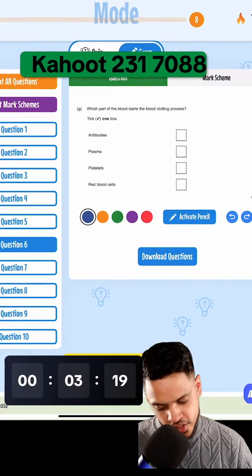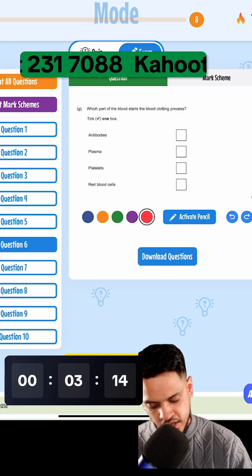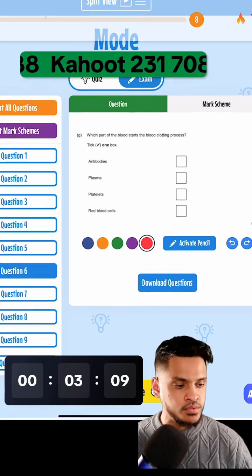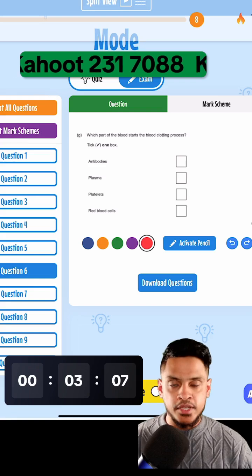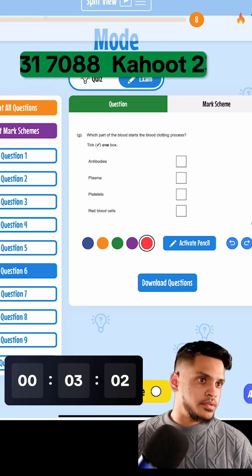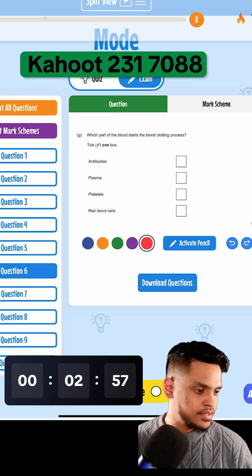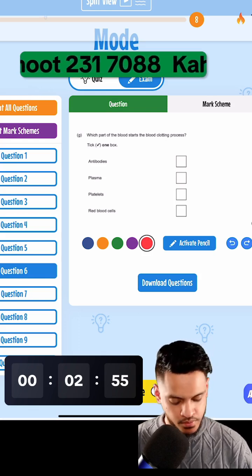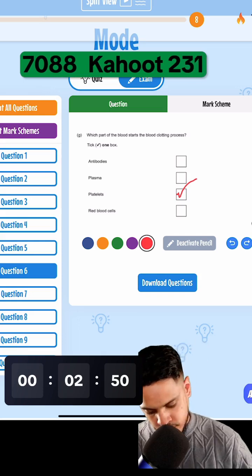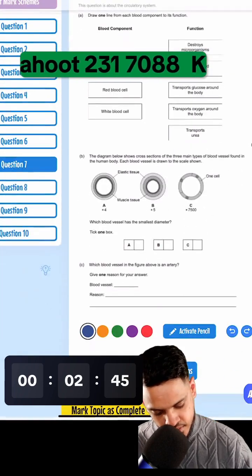Let's do another one. Which part of the blood starts the blood clotting process? Blood clotting is when you have a wound, you're bleeding, and your body wants you to stop the bleeding, so it sends these things that clot the blood and seal it. Yep, they're called platelets. Well done, guys. Good stuff. Okay, so let's carry on with that.